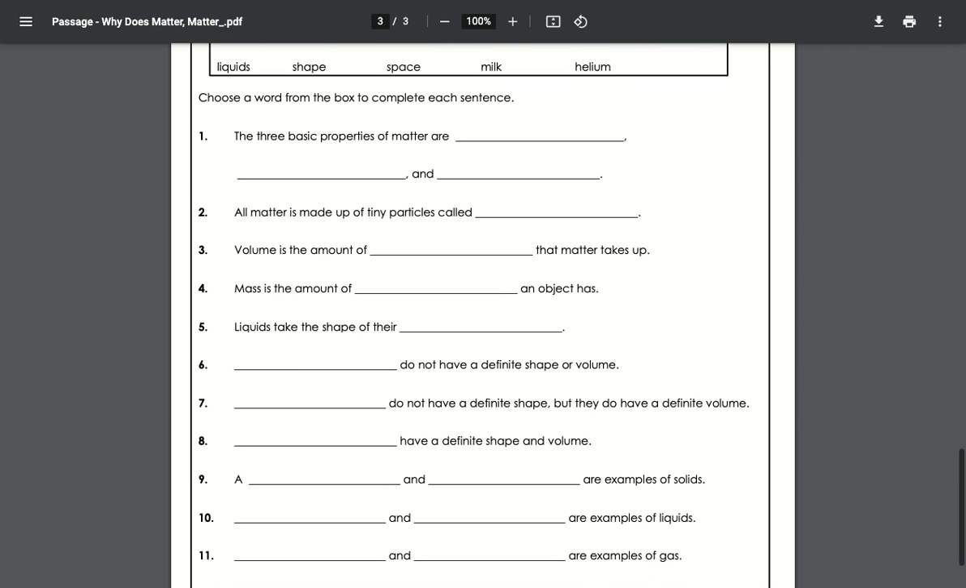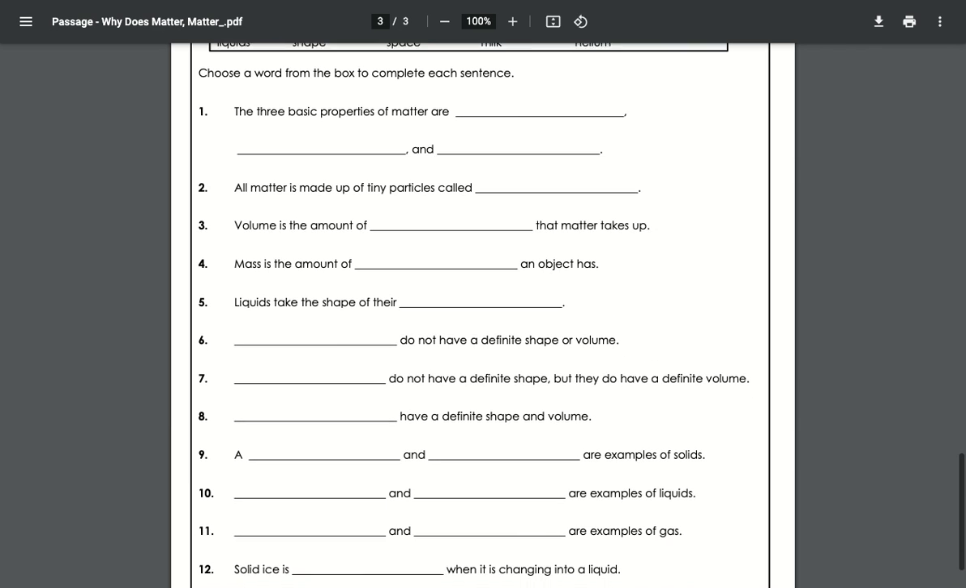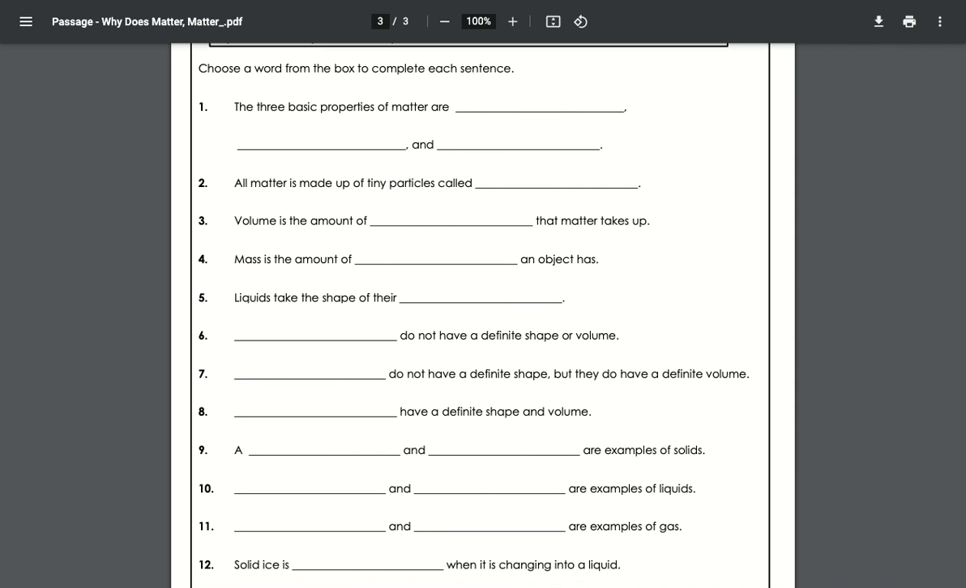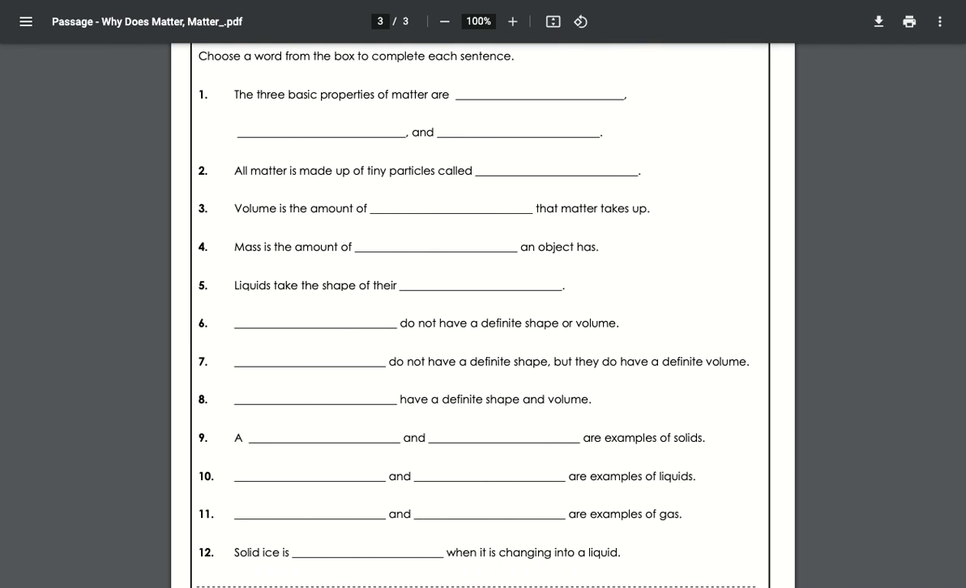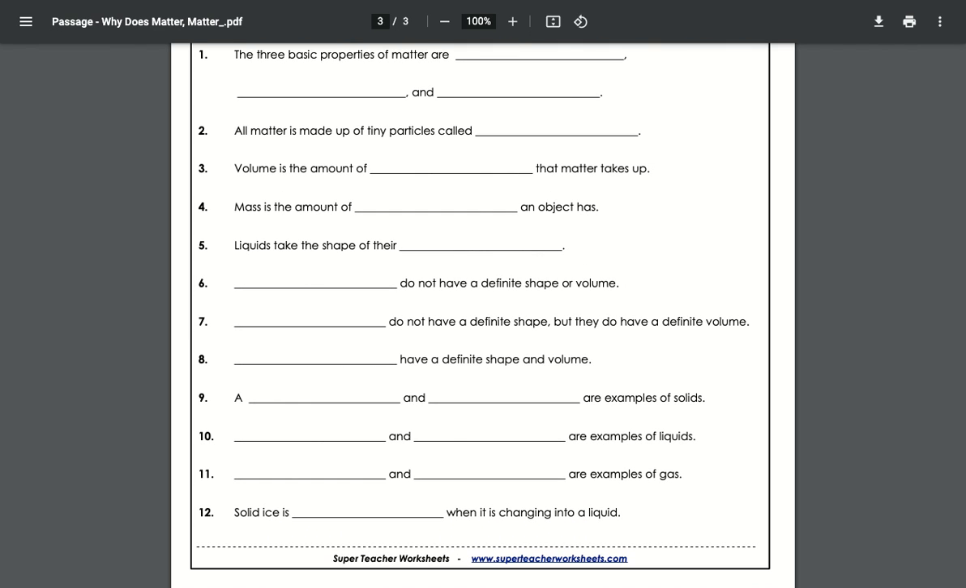Number six, blank do not have a definite shape or volume. Number seven, blank do not have a definite shape, but they do have a definite volume. Number eight, blank have a definite shape and volume. Number nine, a blank and blank are examples of solids. Number ten, blank and blank are examples of liquids. Number eleven, blank and blank are examples of gas. Number twelve, solid ice is blank when it is changing into a liquid.